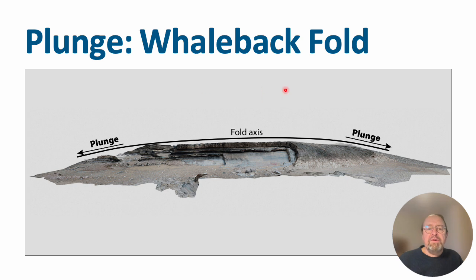Here's a little example of one where it's plunging in two directions. So we have some sort of anticline, and on the left side it's plunging left, and on the right side it's plunging right. This is sometimes called a whaleback fold. Again, they're pretty common. Folds essentially don't go on forever. They have to end at some point, so they rarely are horizontal for many, many kilometers. They tend to plunge off into the subsurface.